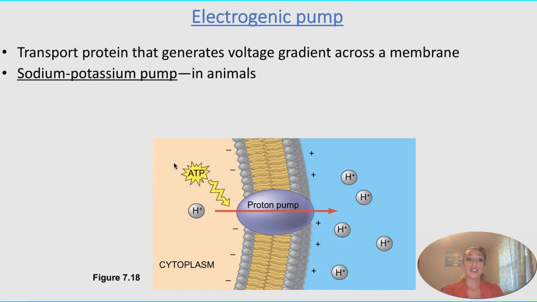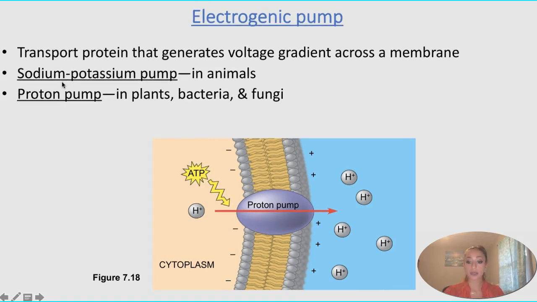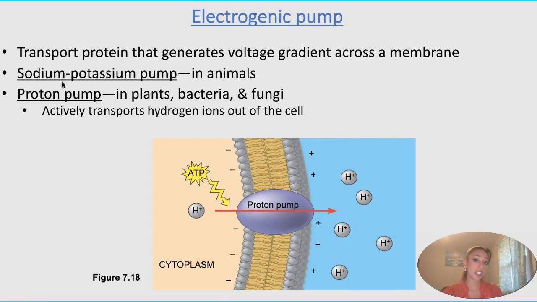So an electrogenic pump is a transport protein that generates voltage gradients across the membrane. And like we discussed, an example of that would be the sodium-potassium pump in animals. There's also the proton pump, which occurs in plants, bacteria, and fungi as well. This is what's responsible for actively transporting hydrogen ions out of the cell. And hydrogen ions are important to keep in mind, because remember, that's potentially what pH is. pH is measuring the amount of free hydrogen ions.